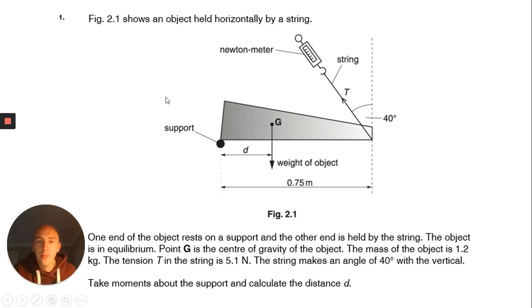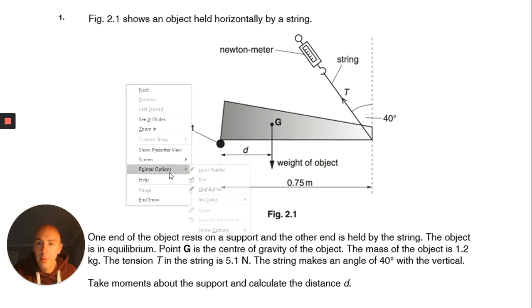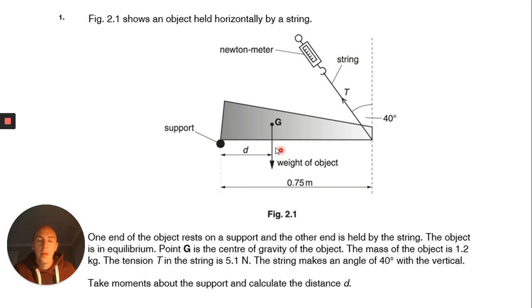Now in this question, I'll turn the pointer on. You've got the weight acting on here, and you've got a distance there, d. That's what we're trying to work out. d is at right angles to that weight. That's absolutely fine. Here, though, the force is acting like that. The distance we have is acting there. Those two things are not at right angles to each other. So to work this one out, we need to figure out what component of T is acting vertically, at right angles, at 0.75.